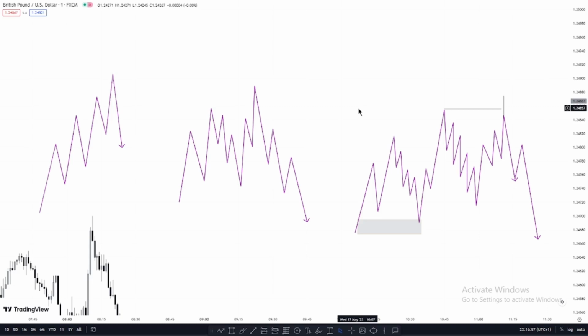Now, how do you identify the correct CHoCH in the market? There are three ways by which that can happen. There are only three ways in the market that you can identify change of character. But before we get to these three ways, let me show you what the retail SMC traders mark as CHoCH. Take a look at this first diagram.